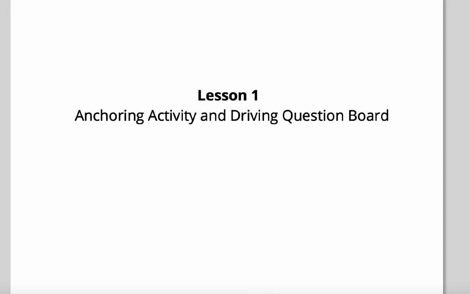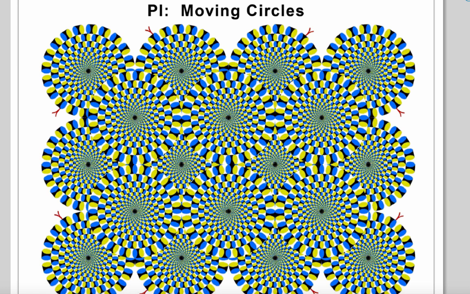Lesson 1 is the anchoring activity and driving question board. Most IQWST units, if you haven't used them before, are really set around this first activity that is a common phenomenon that all students can relate to and get to start to develop their ideas around. In this particular unit, they get to see this crazy moving circle image.